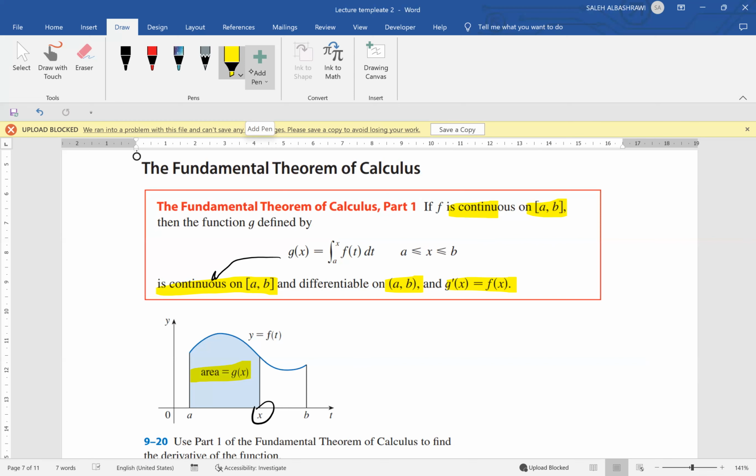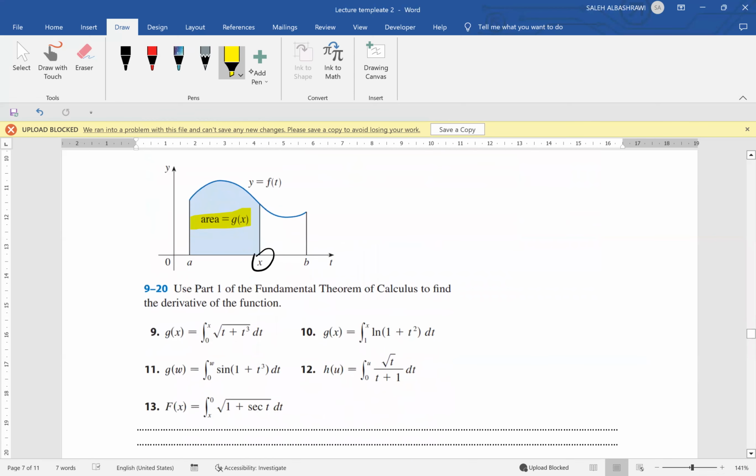As a direct application of this theorem, we have these examples. Use part one of the fundamental theorem of calculus to find the derivative of the function. Question number 9, we are given g of x equals the integral from 0 to x of square root of t plus t to the power 3 dt. You have to notice one thing, that the variable in the integration is different from the upper limit. We are not using the same notation. This is just to make it different. So we can say that what is inside the integration is a dummy variable.